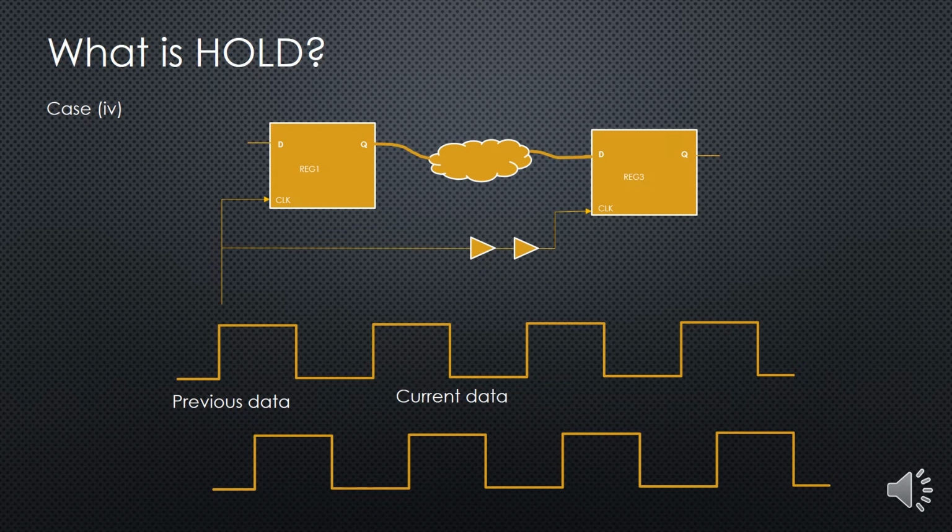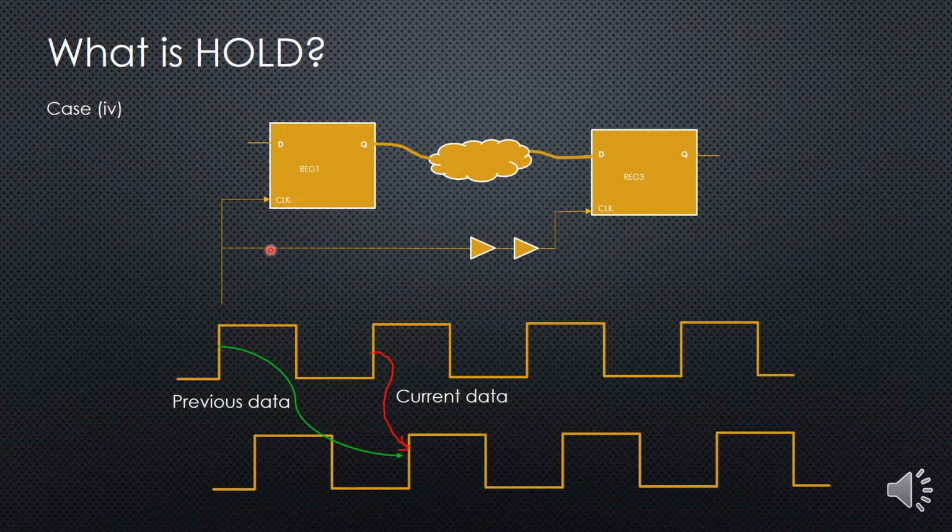Case 4. Whenever we have positive skew, you can see from this diagram that the clock signal reaches register 1 faster than it reaches register 3. This is the launch clock cycle and this is the capture clock cycle. The previous data which is stored here will be captured on this edge, and now we have more chances of the data launched here on the second edge being captured on the second edge itself.